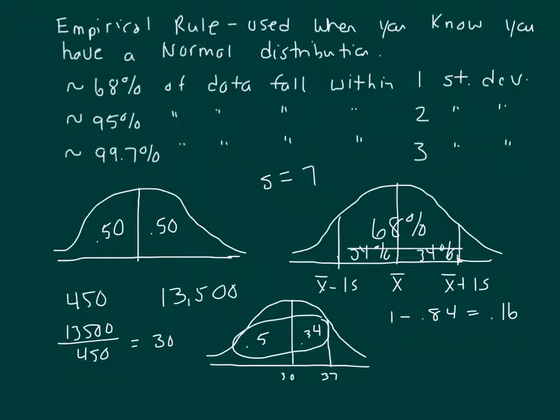Well, this is 37 because 1 standard deviation was 7 hours. So more than 37 hours would be this piece here. And this was 84%; this is 16% underneath the curve. So then what you would do is take 0.16 of however many employees you have, which is 450. If you multiply that out, you get 72. So there's your answer.